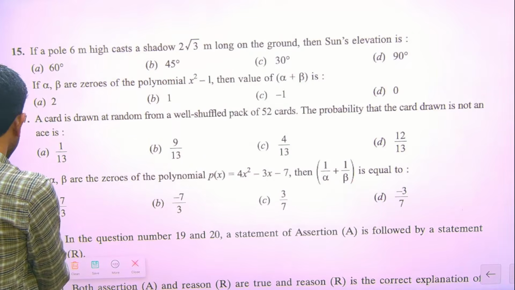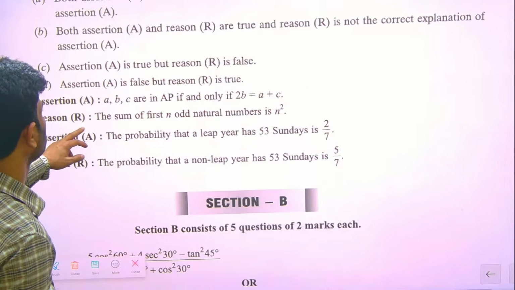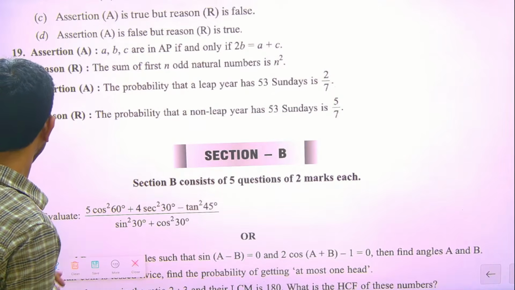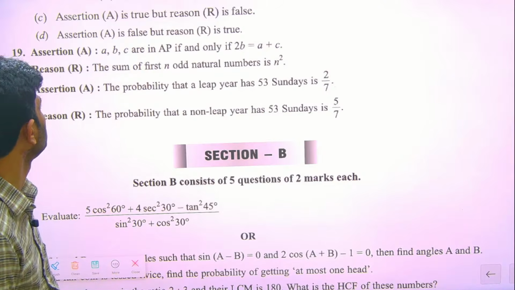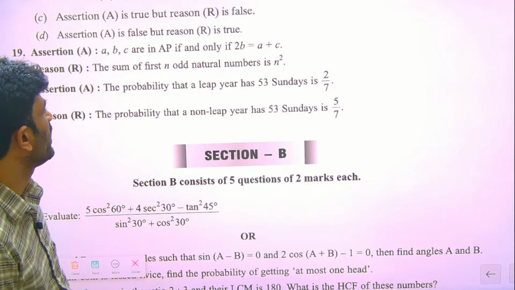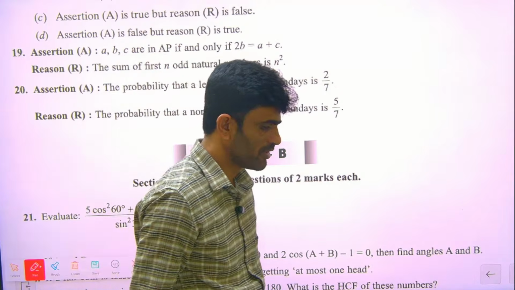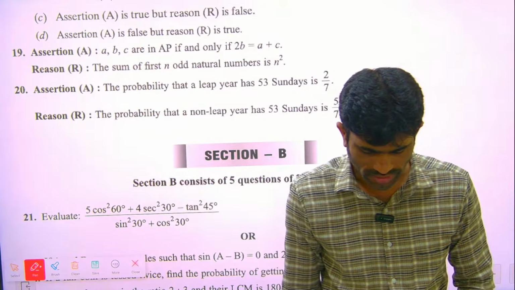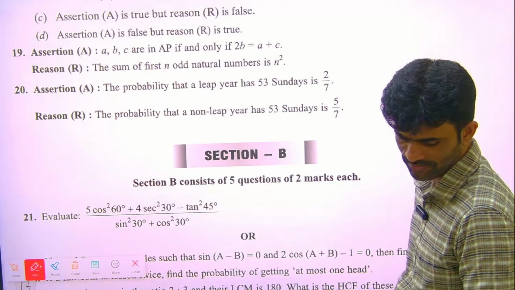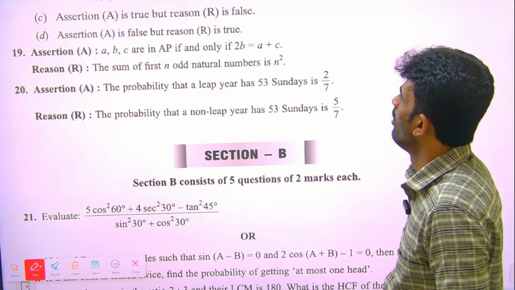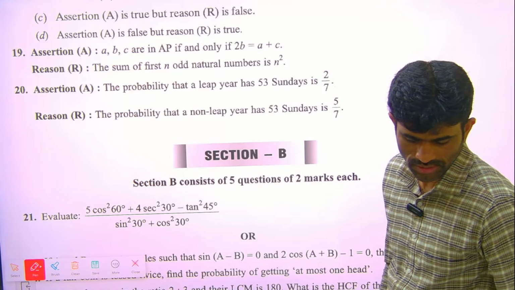Let's see other two questions what they are. Assertion and reasoning. Question number 19. ABC are in AP if and only if 2B is equal to A plus C. 2B is equal to A plus C. Is it true? Assertion: ABC are in AP if 2B is equal to A plus C. Is assertion true?